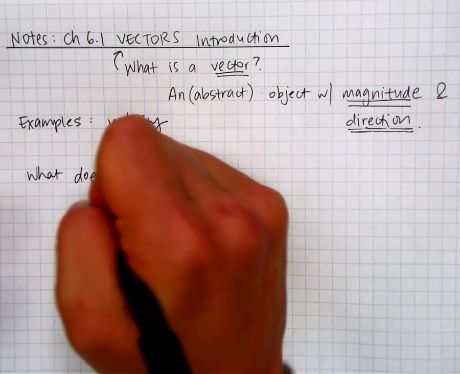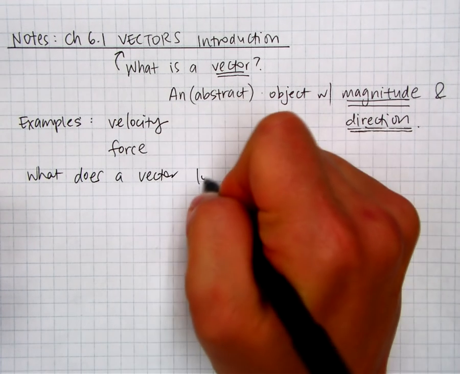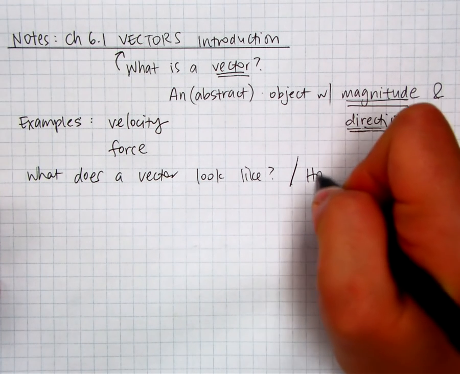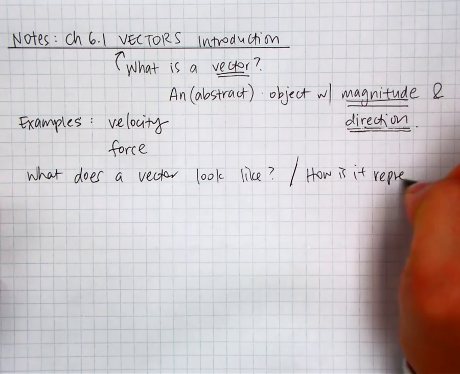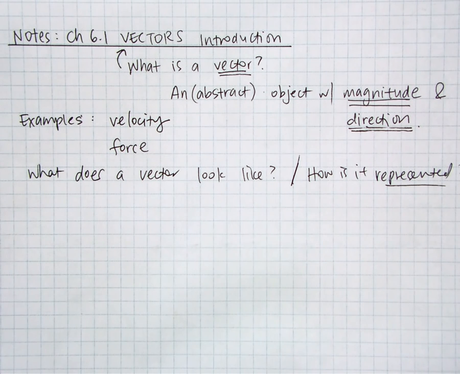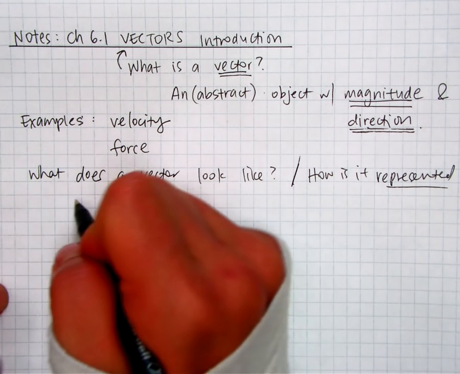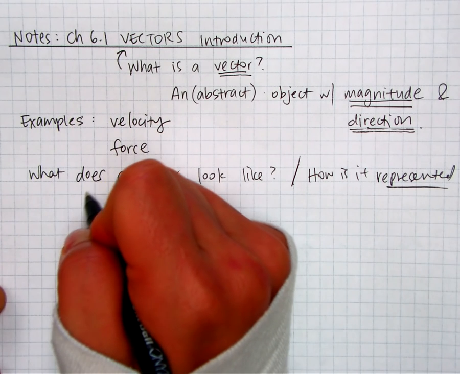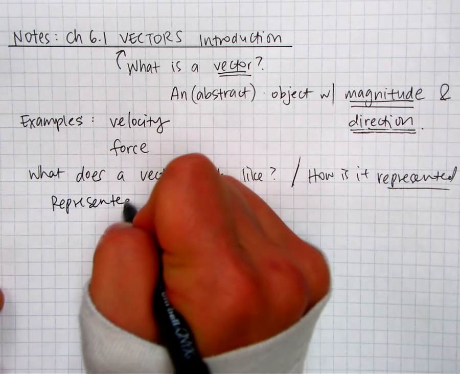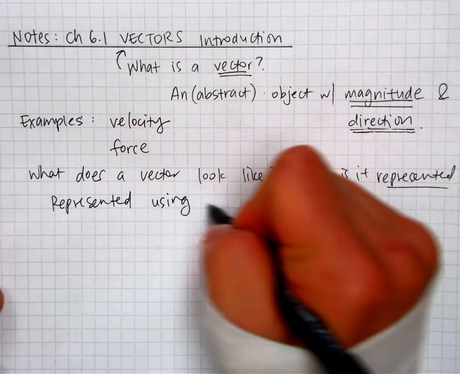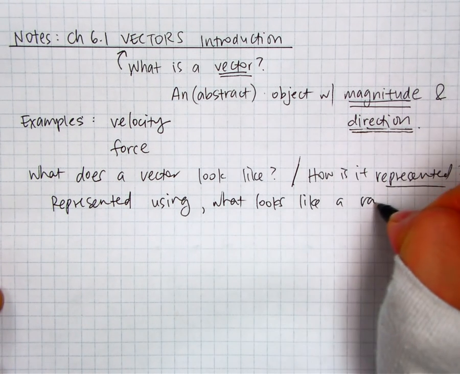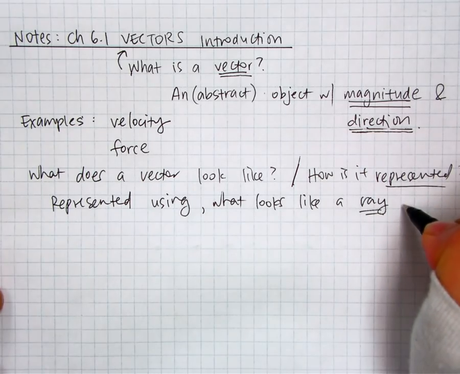Now, what does a vector look like? Well, it looks like nothing. I should say, how is it represented? Because it's an abstraction, it doesn't actually look like anything, but I do represent it. I represent it using what used to be called a ray, using what looks like a ray. But it's not really a ray.